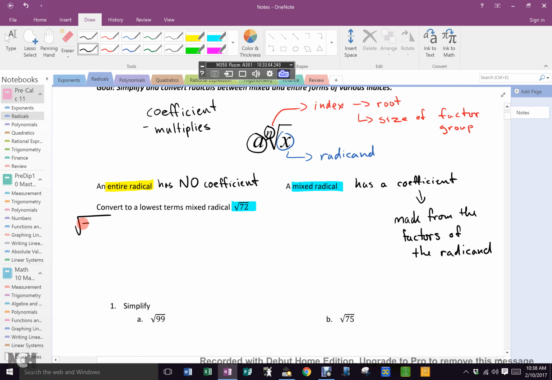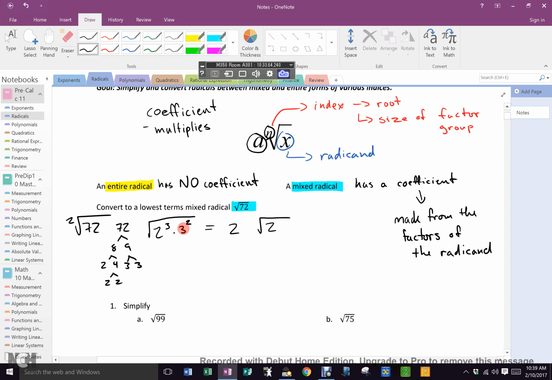So, step 1, 72. There's no index. So what's the index? 2. That means I'm looking for groups of 2 factors. 72 breaks down into 8 and 9, 2 and 4, 2 and 2, 3 and 3. And that gets you 2 cubed times 3 squared. Yes? Now, that means that I am still dealing with the square root of this. I need groups of 2. Is there a group of 2 here? Yes, there's 3 of them, so I can take out one group of 2. So, I bring a 2 out to the front. I took 2 2's out. I am left with 1 2 under there.